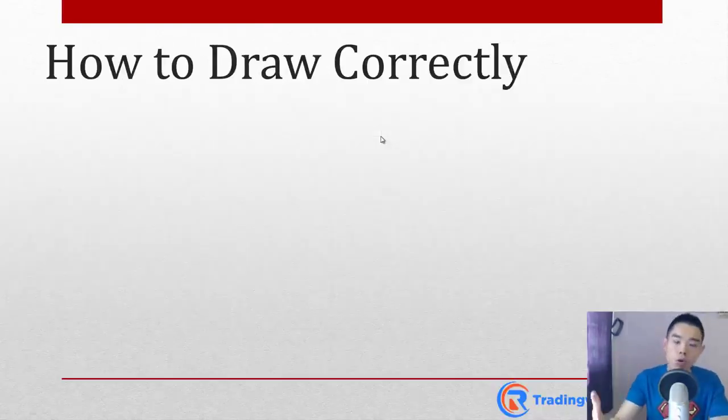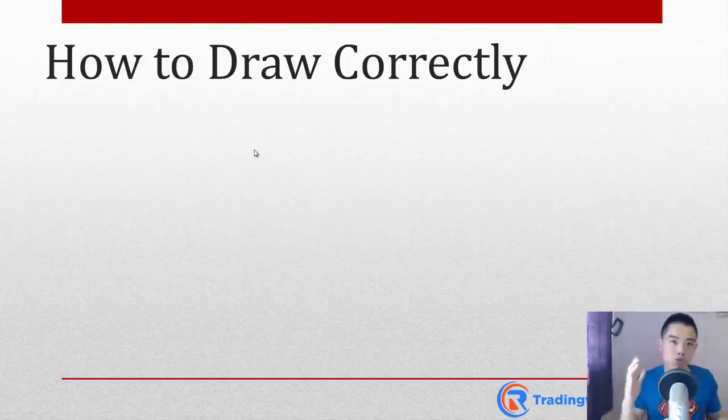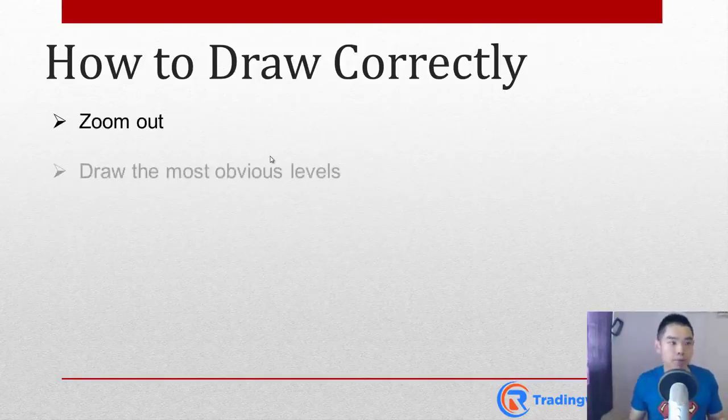So now, how do you draw these tools correctly? Because if you think about this, these tools are really important. They can help you identify what is low and what is high. So the important thing right now is how do you draw your levels correctly? So I'm going to share with you a very simple 3-step technique. Number one, zoom out your charts.